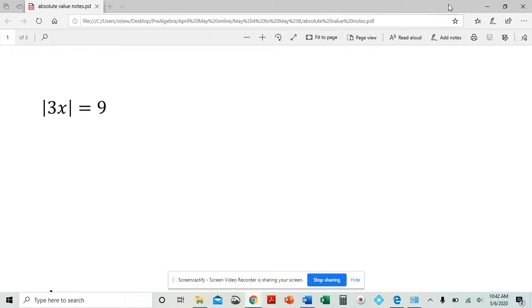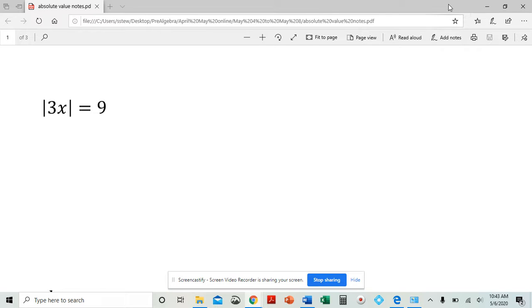Wanted to go over a few examples of absolute value equations. This is new to us, but actually it's not new to us. It's using the same techniques that we used to solve equations, but now we just have an absolute value sign. So we need to account for that and make sure that we have the answers that will work both ways for absolute value.